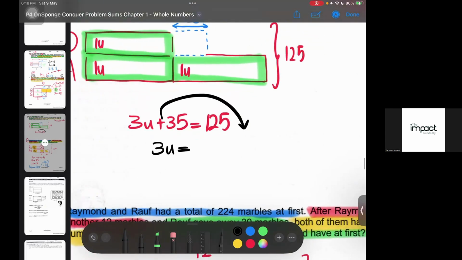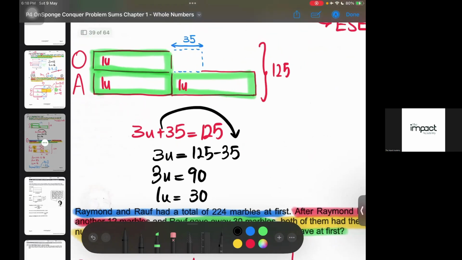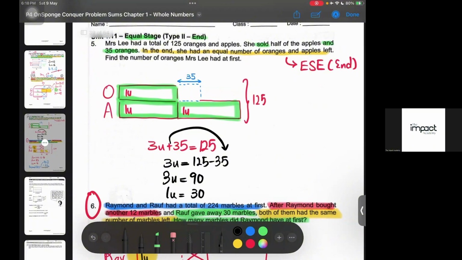3 units is equal to 125 minus away 35. True? 3 units is equal to 90. 1 unit is equal to 30. You all understand or don't understand? When Mr. Greenman, 1 unit, is 30, then you can obviously solve the question already. 1 unit is always called Mr. Greenman.